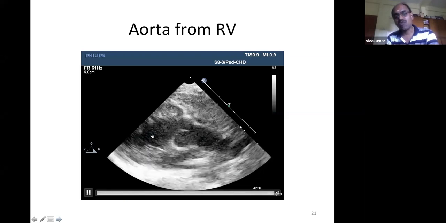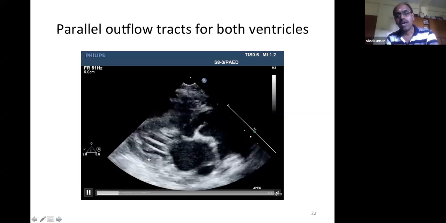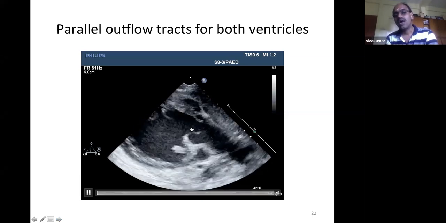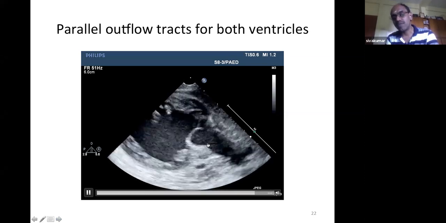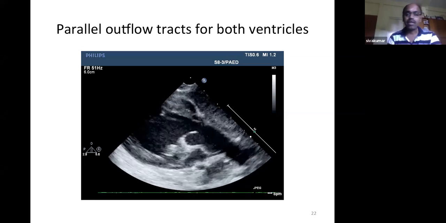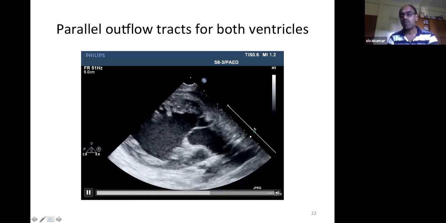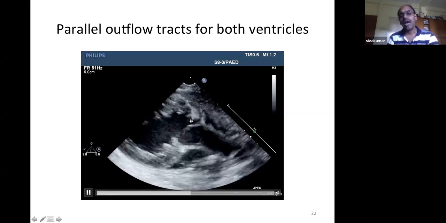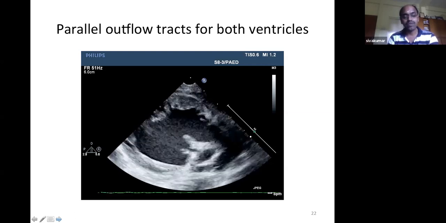So this is the rough trabeculated right ventricle giving off the left-sided aorta, and on a rightward sweep, you will find the pulmonary valve. And now you sweep leftward, this is the aortic valve. So you have to move from left to right in order to get the pulmonary valve and the aortic valve, because both will be parallel to each other. So both of these are parallel. They both move from anterior to posterior. And so this is the aortic valve and this is the pulmonary valve.